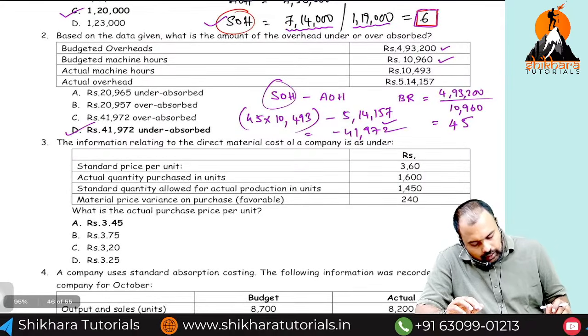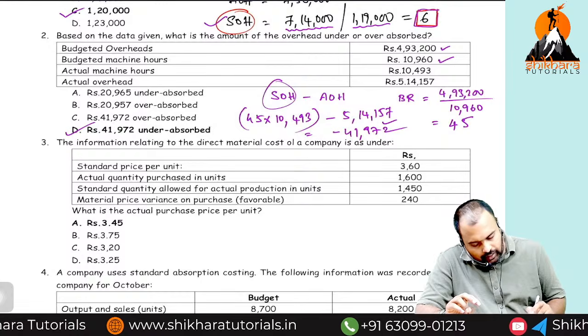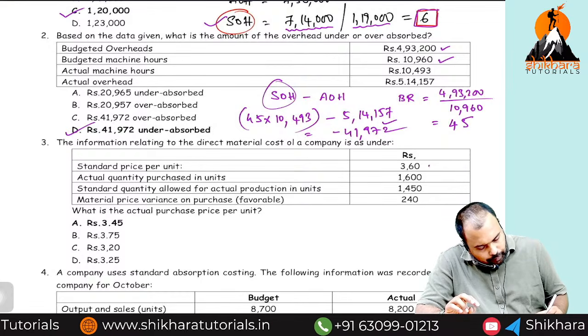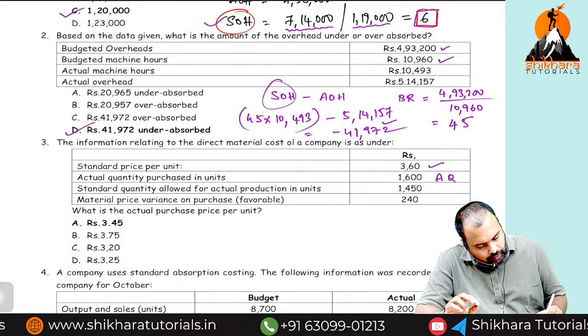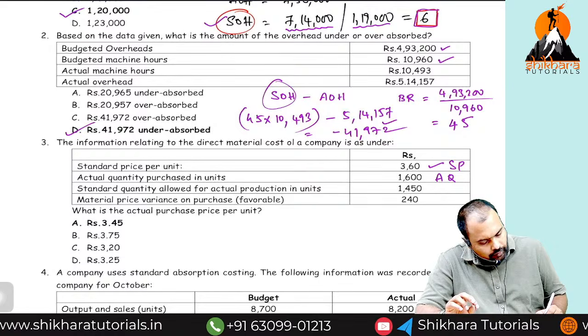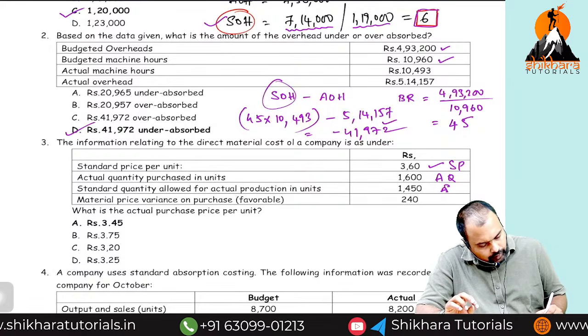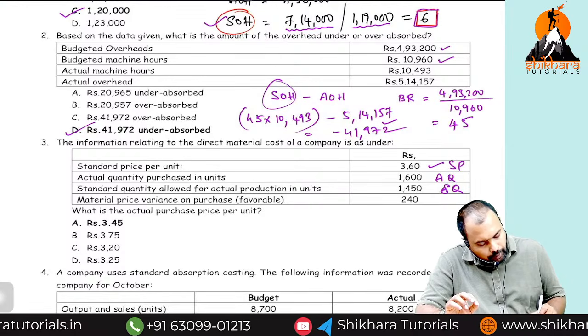Next, the information relating to direct material cost of a company is as under. Standard price per unit is given, actual quantity, that is nothing but AQ, is given, SP is given, and standard quantity for actual production, which is nothing but SQ. Material price variance on purchase is favorable 240.